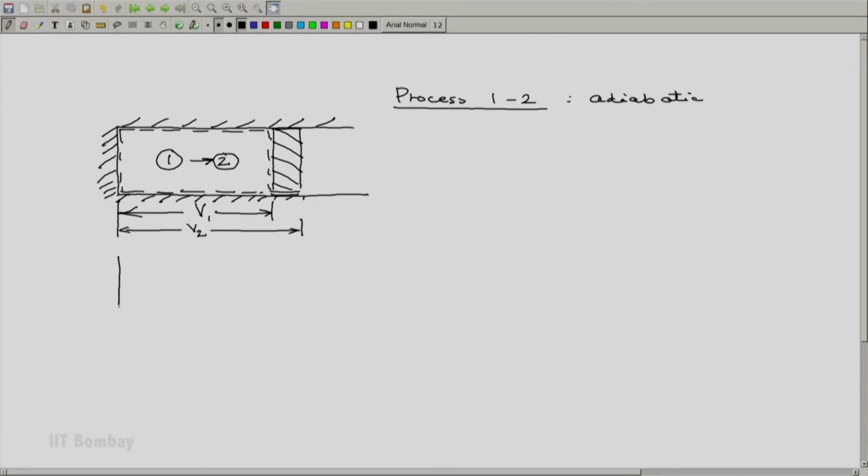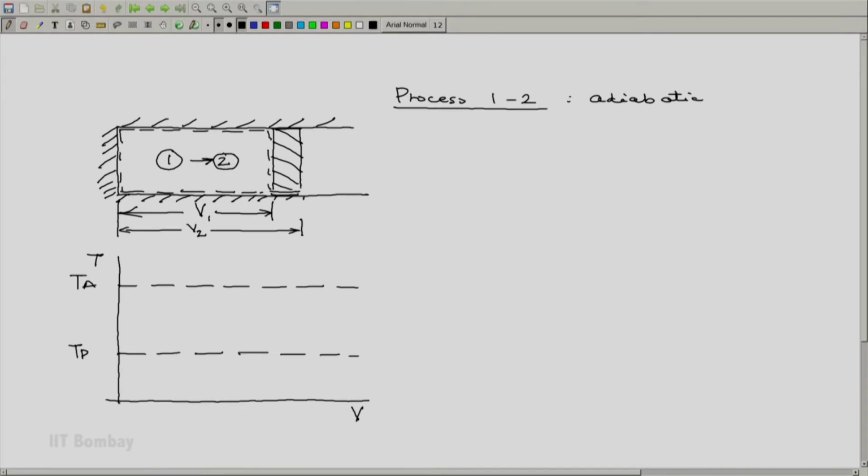How does this look on the TV diagram? Let us say this is our higher temperature, this is our lower temperature, let us say TA and TB. Let us say state 1 is somewhere here, and we will have a reversible adiabatic expansion from 1 to 2, state 2 will be somewhere here. After completing the description, we will come back to this and analyze it.